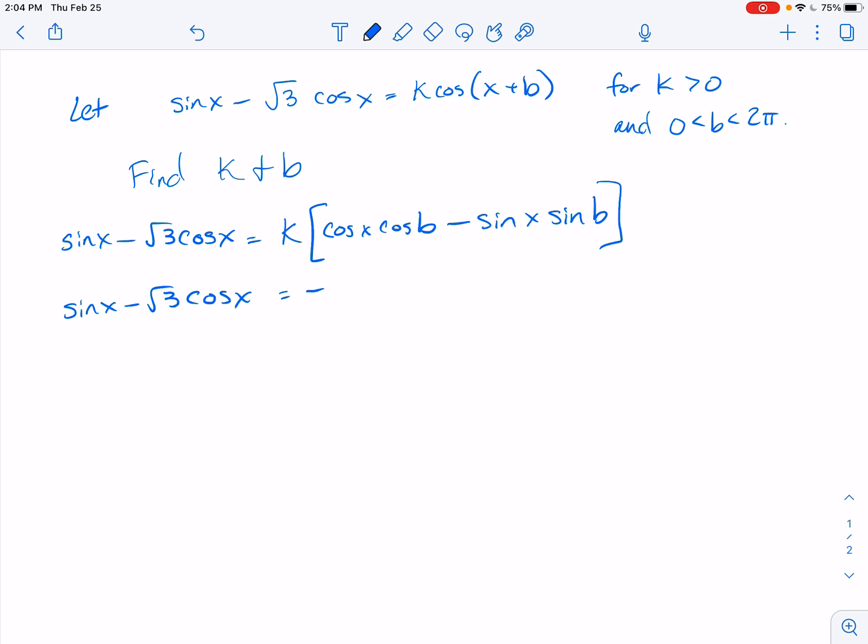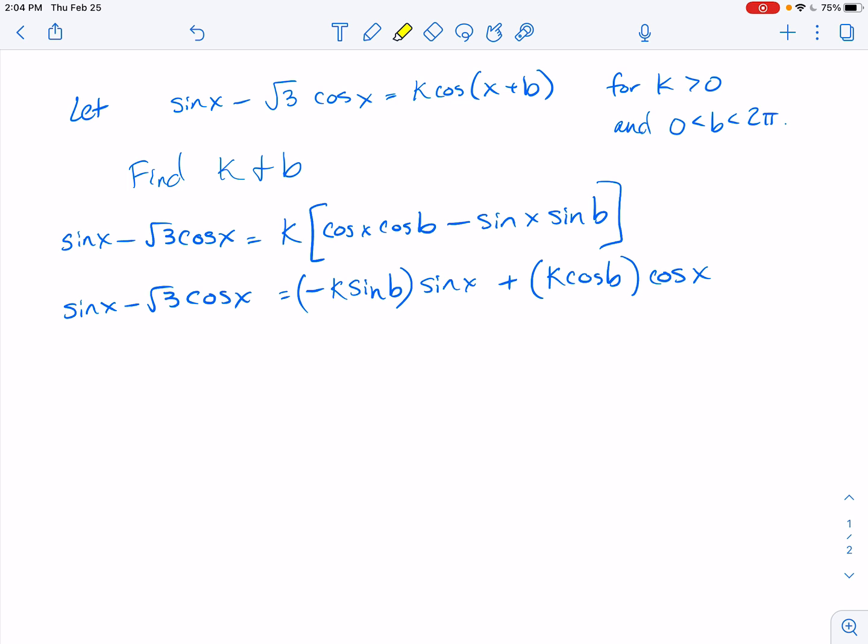So I have a negative k sine b times sine of x. Let's put the parentheses, not that we need them, but I'm putting them here on purpose. Then this multiplied by that is now here. Let me make sure I didn't mess up, because sometimes I do. Okay, I think we're good. And then I also have a positive k cosine b times cosine of x right here.